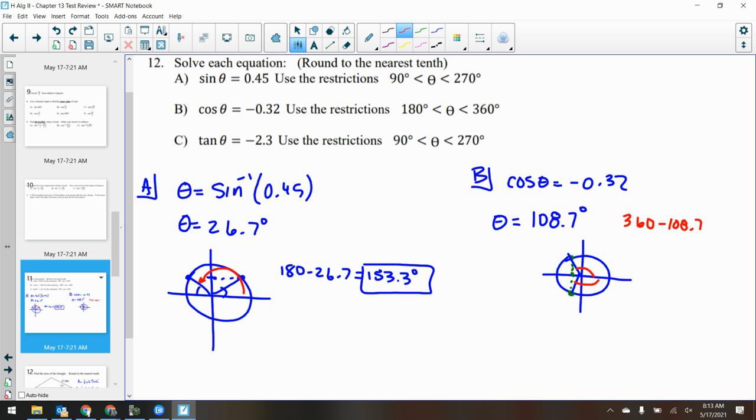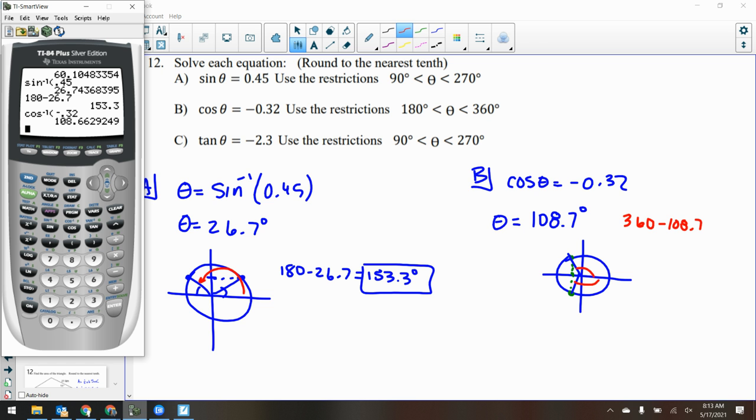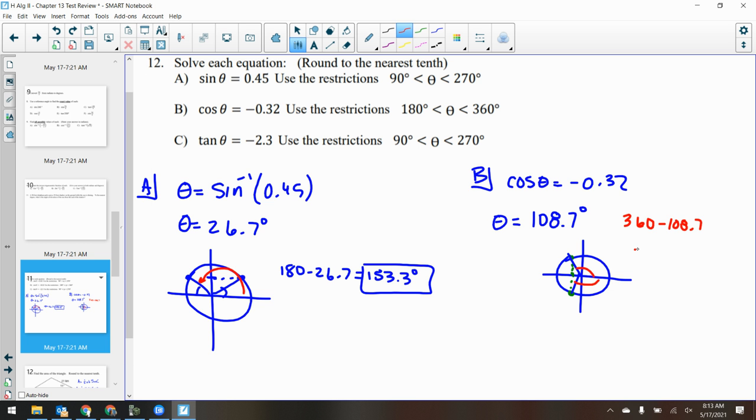Okay? Again, there's no set formula to use. You just have to reason it through using reference angles, using angles of rotation, whatever. So 251.3. Does that fit within my restriction? Yes.